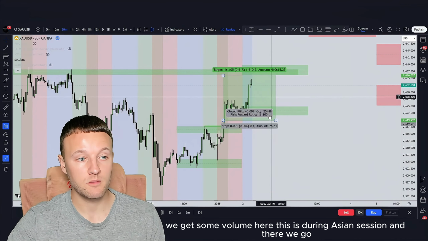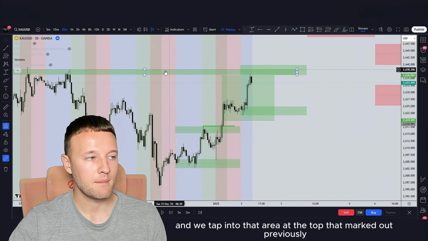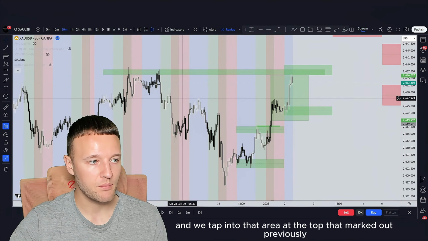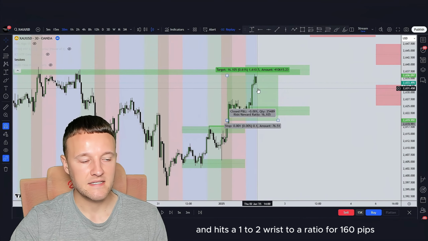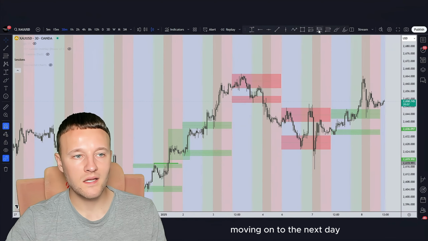Oh, we're getting some volume here. This is during Asian session. And there we go. We spike up and we tap into that area at the top that marked out previously, this resistance over here, and hits a 1-to-2 risk to reward ratio for 160 pips. Moving on to the next day.